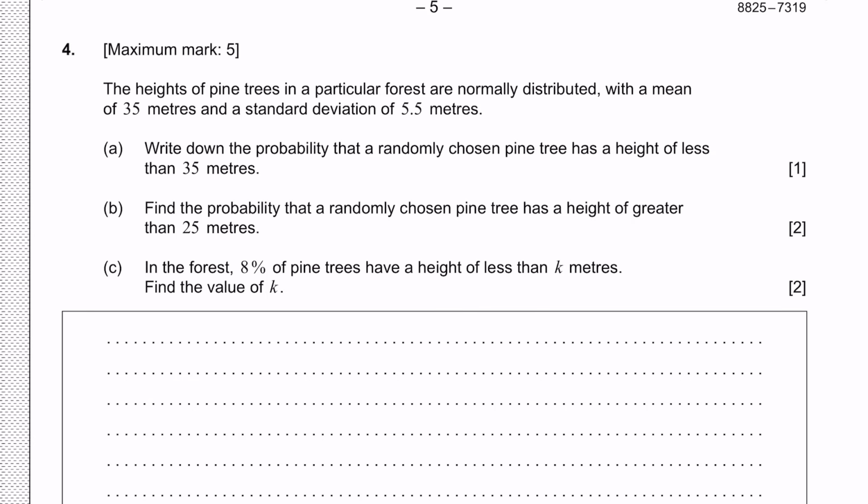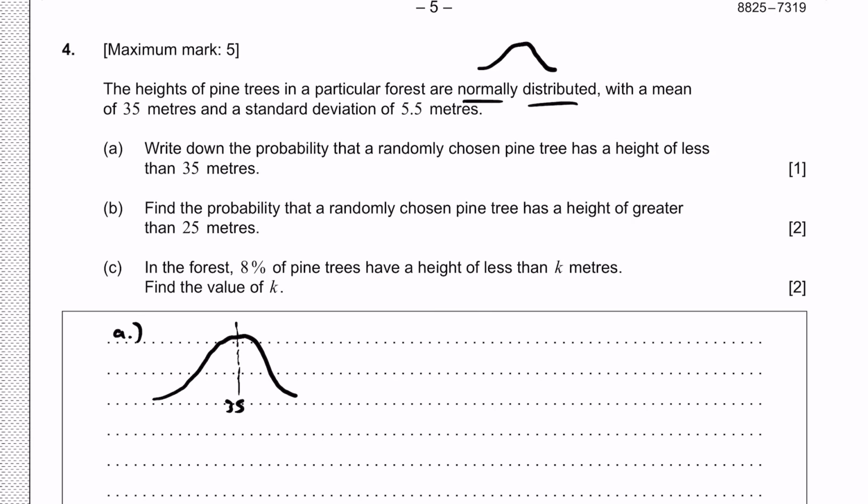So they've told us we're in the realm of normal distributions. So we're dealing with these normal distribution curves. In this case, we have a 1-mark question, probability that a randomly chosen pine has a height less than 35 meters. I'm going to draw a quick sketch because I think these are often helpful. So here's a normal distribution. In this case, we have a mean of 35 meters, and we have a standard deviation of 5.5 meters.